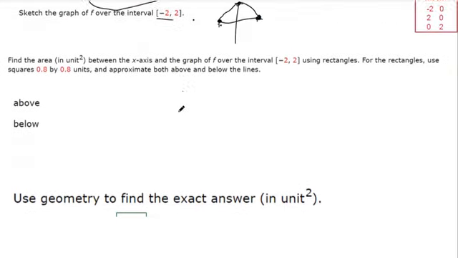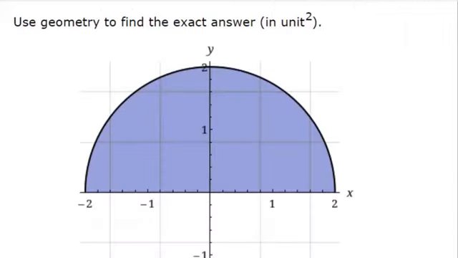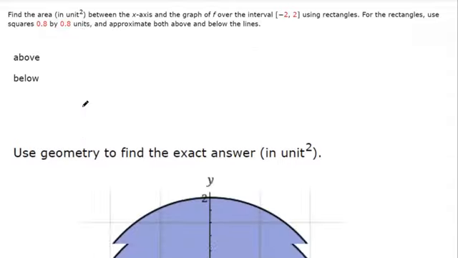And then the question does something else. It asks you to find the area between the x-axis and the graph using rectangles. And they want you to approximate above and below the line. So here's what they mean by above the line. Actually, there's extra details there I forgot to mention. The squares are confusingly 0.8 by 0.8 units. They're not a full unit.